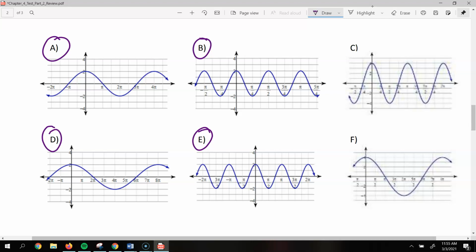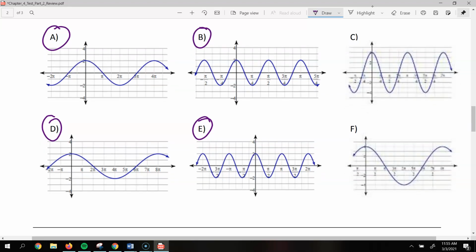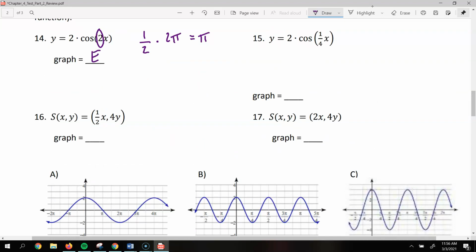B repeats itself every pi over 2 radians, so that's not it. Let's look at D. D repeats itself every 8 pi radians. E repeats itself every 2 pi radians. Okay, so you can see that that's one period, that's one cycle for the cosine function. And then it repeats itself again and again every pi radians. So our only correct answer would be letter E for number 14.